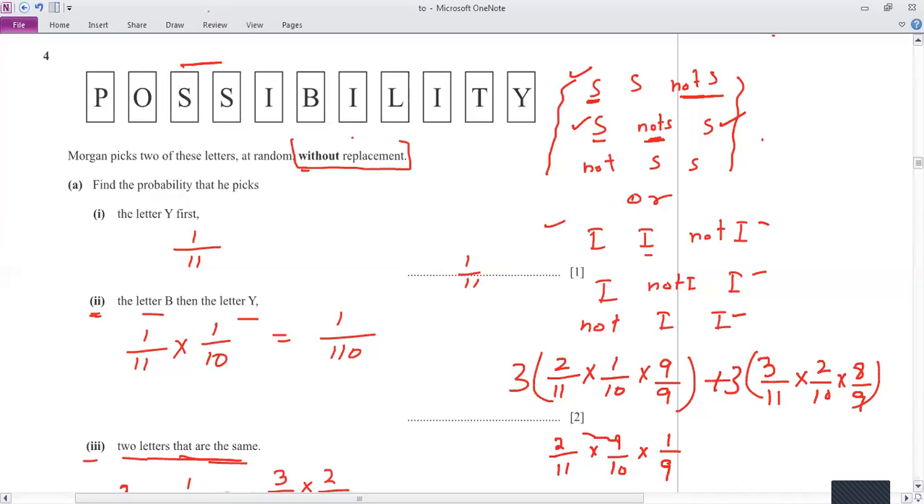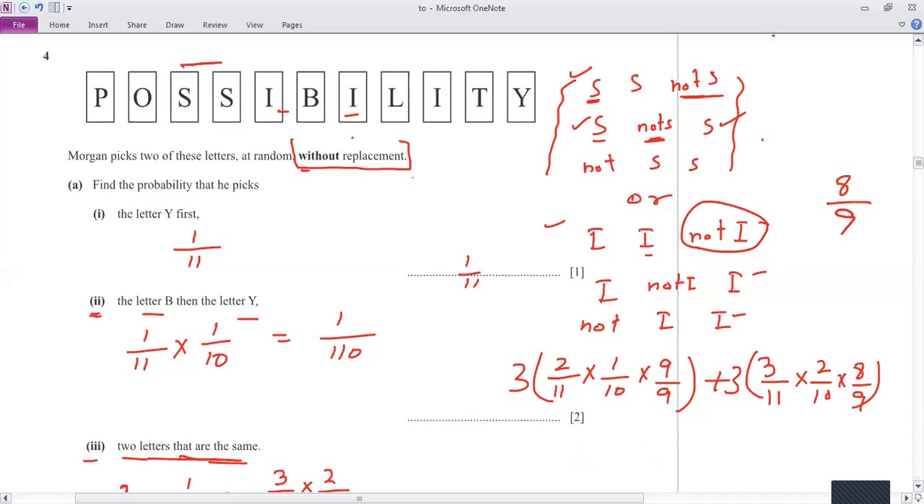Sir, why is it not 8 over 8, because we're left only with 8? The reason is, how many I are? I are 3. So you are choosing other than I, not I. Not I are how many? 8. And remaining are 9.